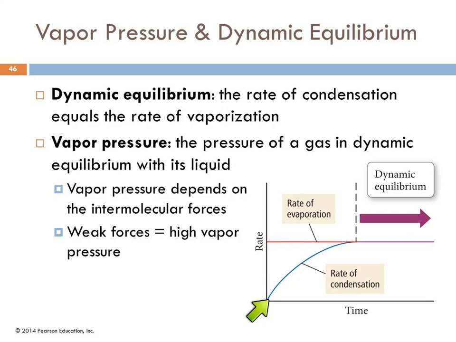The rate of condensation will start out at 0 because there was no water in the gas state to condense. And as more of it evaporates and the concentration or pressure of water increases, the rate of condensation will increase. And eventually we'll get to a point where those rates are equal. And this is called a dynamic equilibrium.